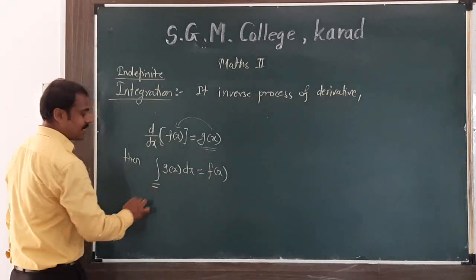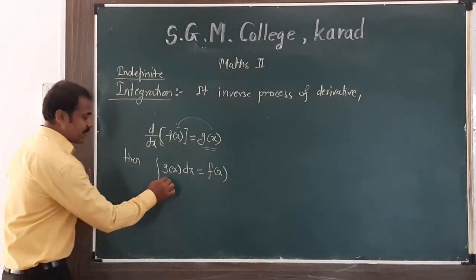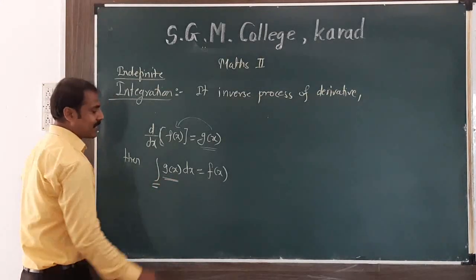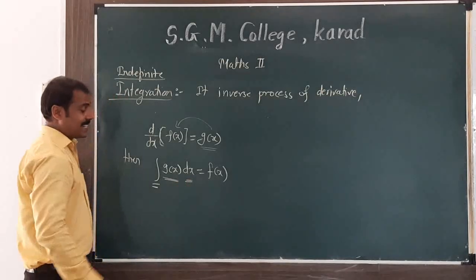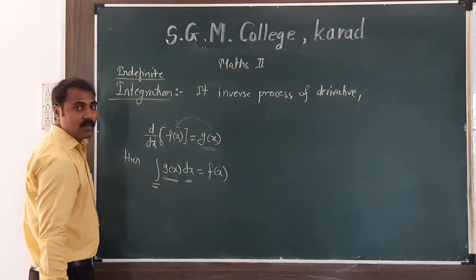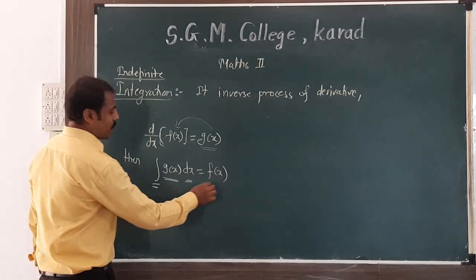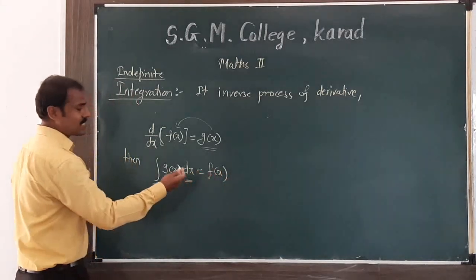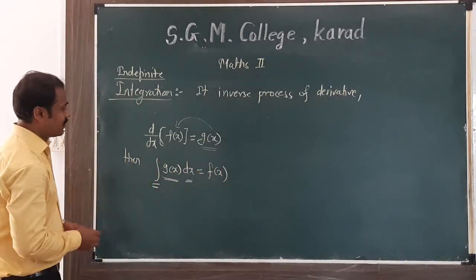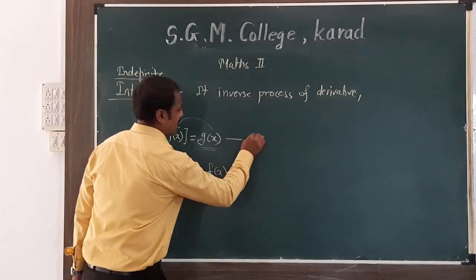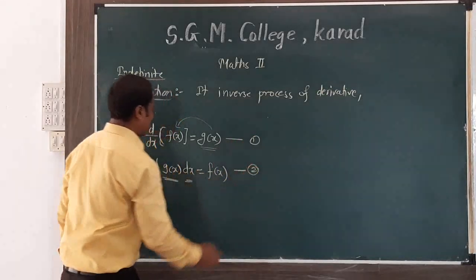Okay, this is the symbol for integration. Here the function is called the integrand, and dx means integration is done with respect to x. Plus the constant of integration C; you can write it or not write it. Here it is the first equation and this is the second equation.